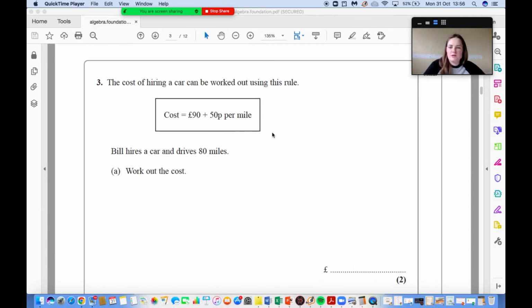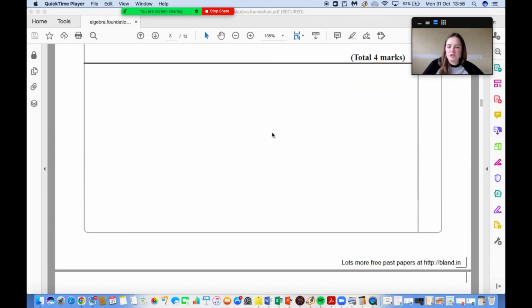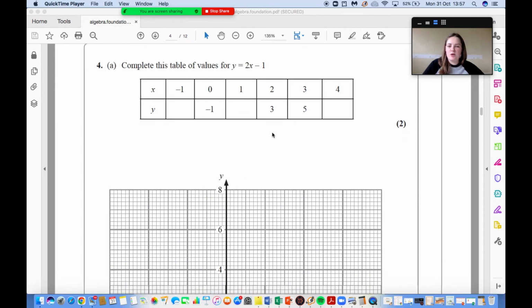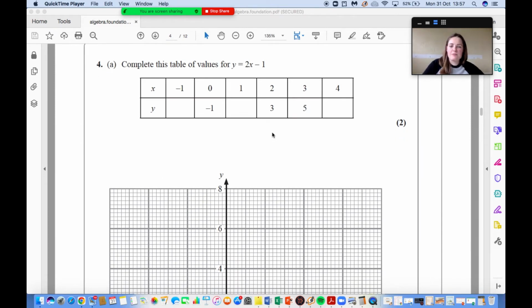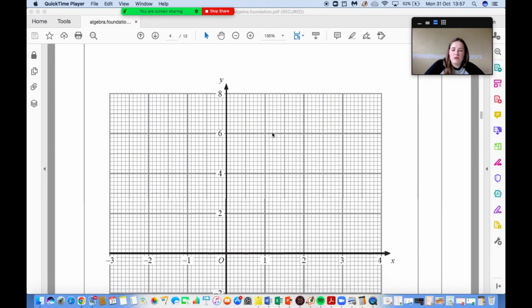lovely. Okay, I'm going to miss out the next part just because I think there's a mistake in the booklet. It just doesn't give enough information. So let's just scooch past that one. And we're going to go on to one that's a little bit more difficult now. Okay, so this one is asking you to complete the table of values for y equals 2x minus 1. And then you've got to draw the graph.